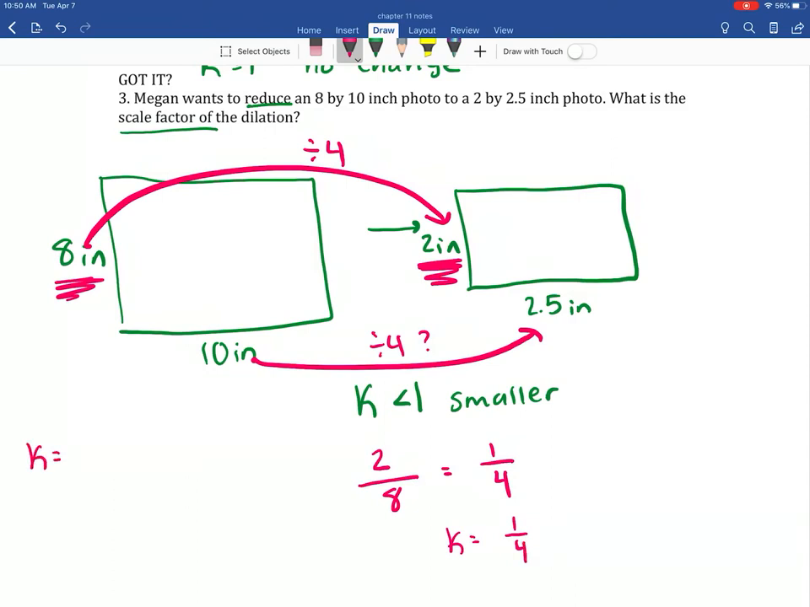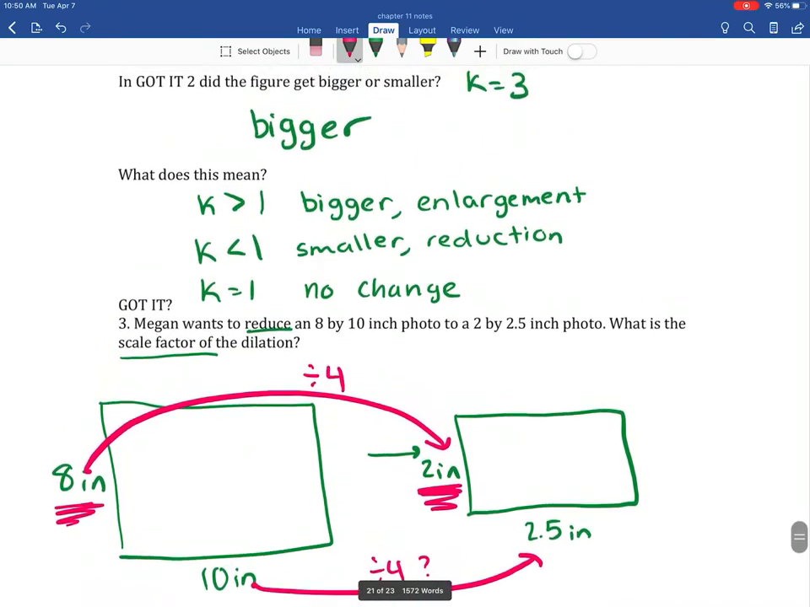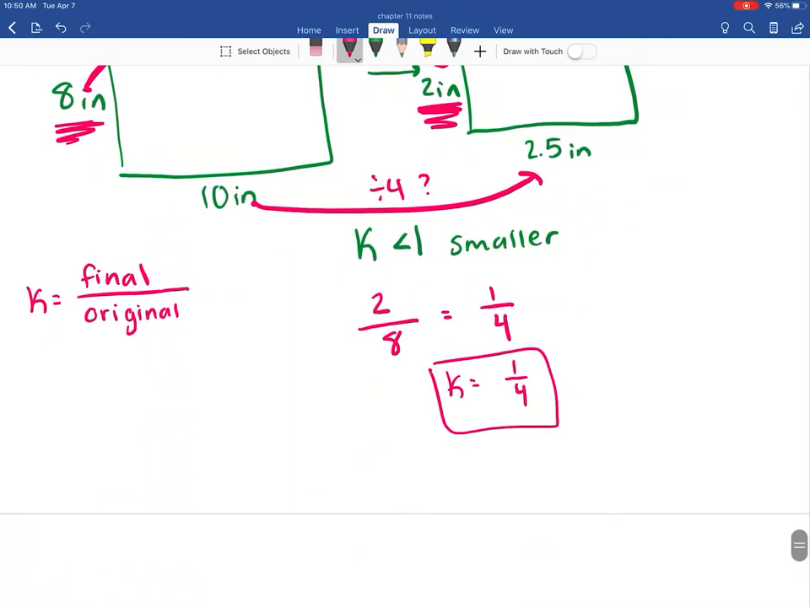If you wanted to remember it this way, your k is always going to be your final number over the original, which you may remember from chapter 5 as well. Final over the original. So my k is 1/4. Now if I was going the other way around, it would end up as 8/2 or 4. We know that if your k is bigger than 1, you would get bigger. And moving from the 2 by 2.5 to 8 by 10 would get bigger, so that makes sense.